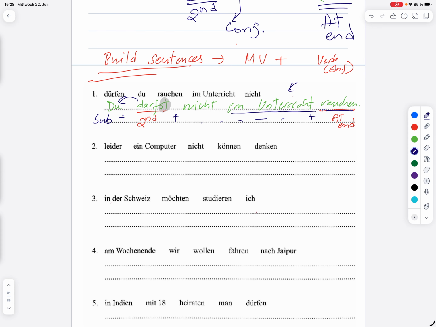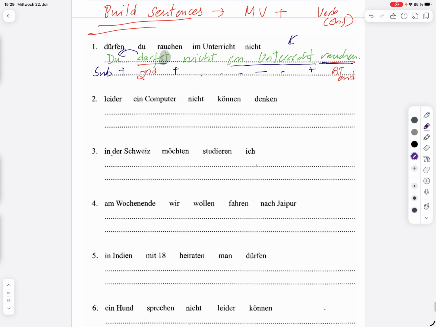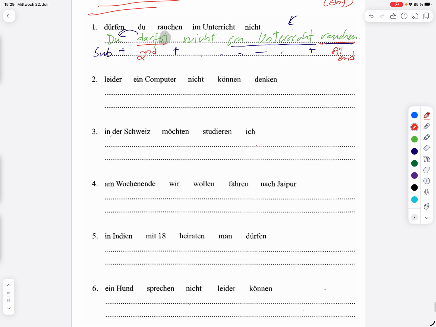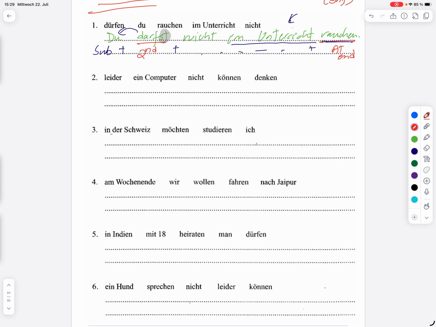So now you can try other examples also, and maybe post your answer in the comment section, or you can also compare with me. Pause the video, and then you can check how you did, right? And try to make the sentence with a modal verb and try to follow the structure.